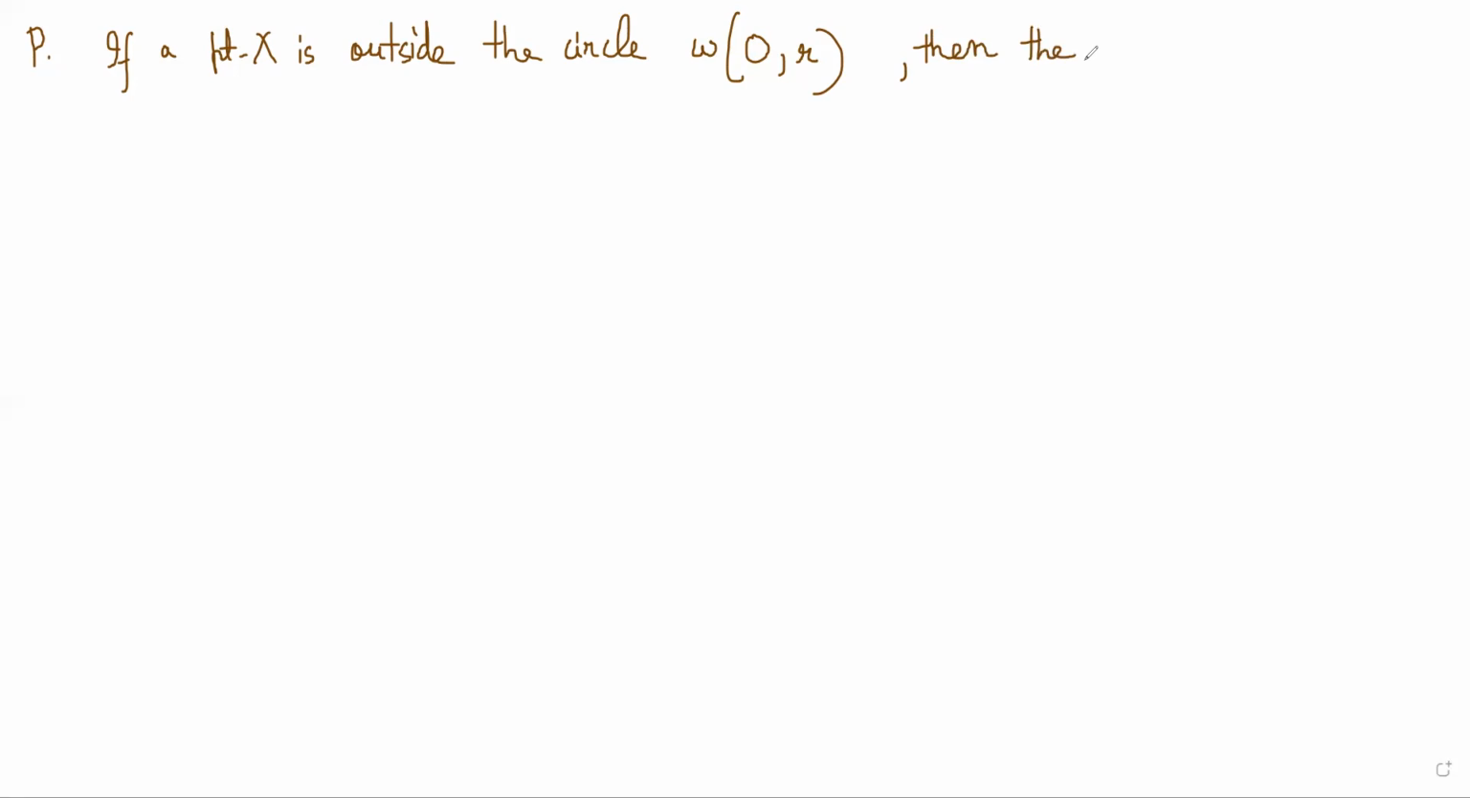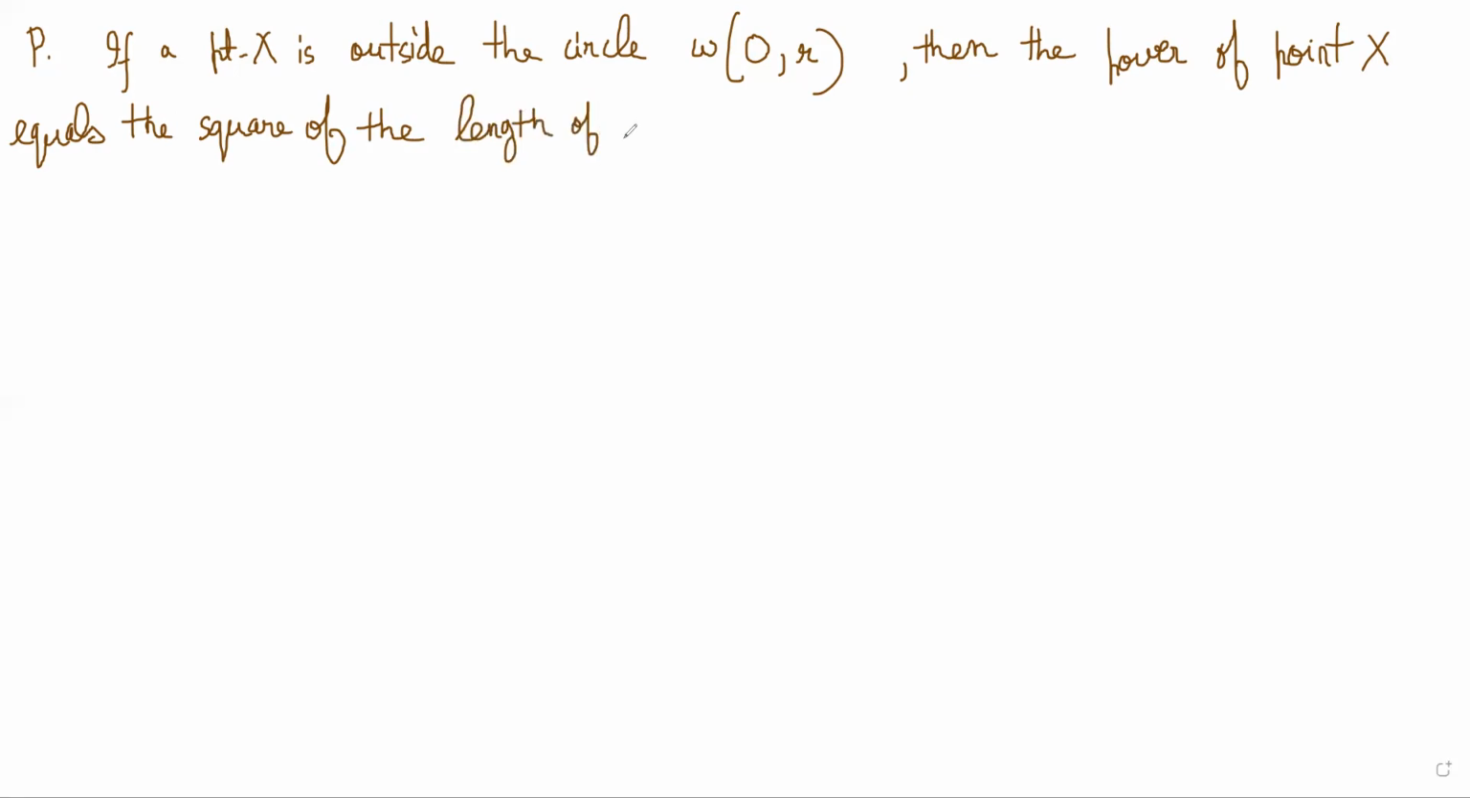For example, we can now say this property: if a point X is outside the circle W, which is denoted by O and R, where O is the center of the circle W and R is the radius, then the power of point X equals the square of the length of the tangent segment from X to the tangent point T.